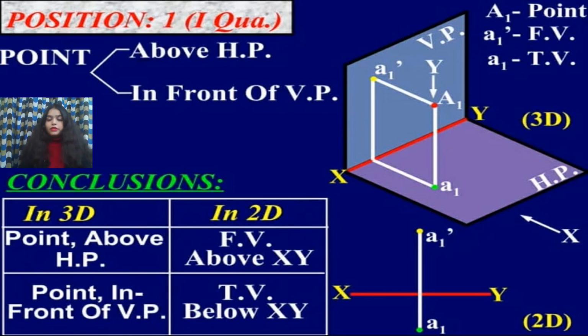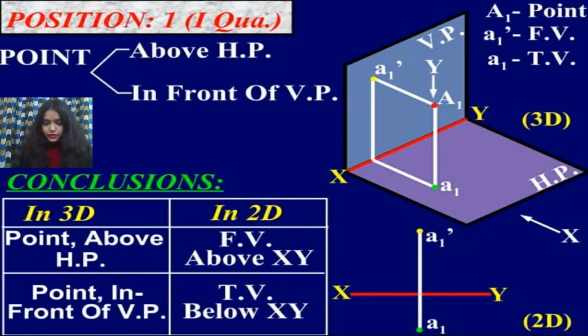Now for making it 2D, what we used to do is rotate the horizontal plane in clockwise direction. So we will rotate this horizontal plane clockwise. You got it? Suppose this is VP and this is HP. Now you have to rotate it clockwise by 90 degrees, so it will be like this. See, just in 2D, the XY line.